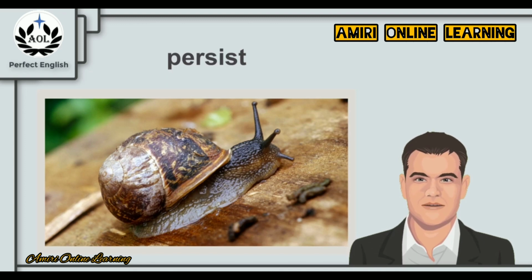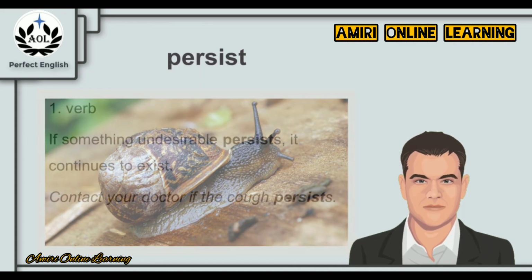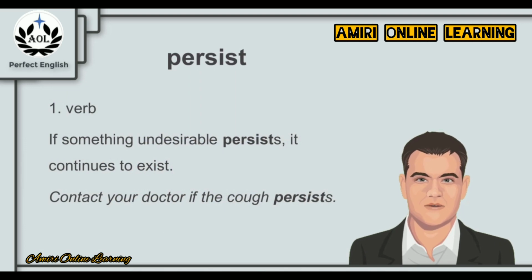They don't stop, even if it is difficult and they're always at risk, but they do it anyway because that's their way of life. Couldn't we say that they persist? What is the meaning of persist? Let's find out. Persist is a verb. If something undesirable persists, it continues to exist. For example, contact your doctor if the cough persists, if it continues to exist.